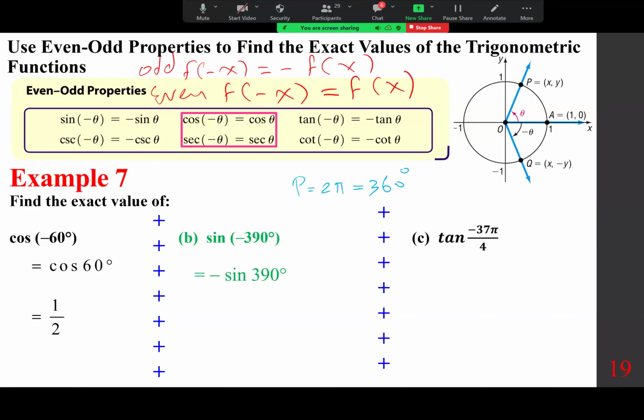So 390 is the sum of two numbers. One of them is 360. So 360 plus what number? 30 degrees. And so the answer is sine of 30. Keep the negative. Minus sine 30, you should know sine 30 is 1/2, so negative makes it negative 1/2.